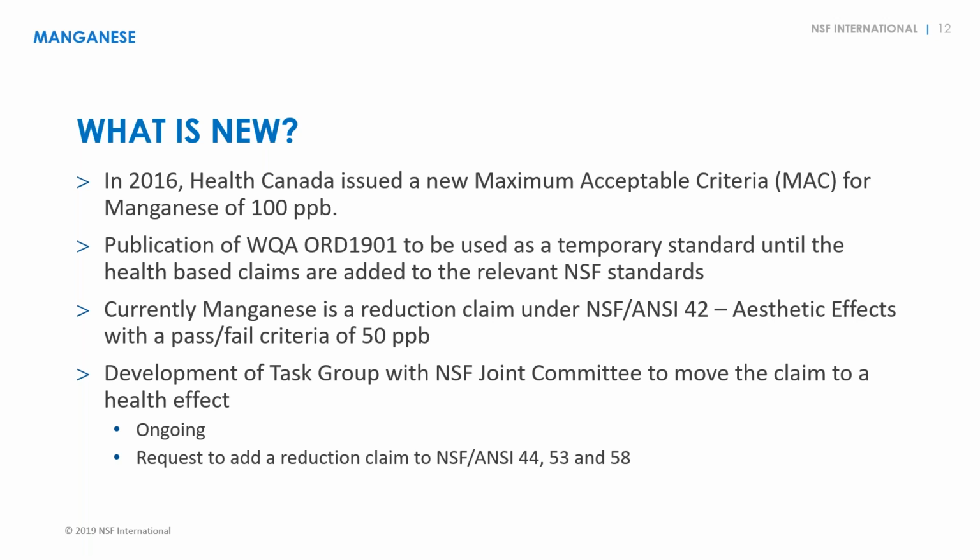And so it was presented to the Joint Committee in order to basically adopt that WQA ORD 1901 and essentially move the manganese reduction claim from standard 42, apply it to standard 53 as a health reduction claim, and in addition, apply it to the other pertinent standards such as 58 for reverse osmosis systems, and also standard 44 for water softeners, as they have the ability to also reduce manganese from the drinking water. It should be noted, though, that under standard 42, the current pass-fail criteria is 50 parts per billion. So if there are products that have that certification, they would technically meet the MAC under Health Canada. But again, this task group is ongoing, and we're looking to hopefully get some updates on this by the next Joint Committee date.